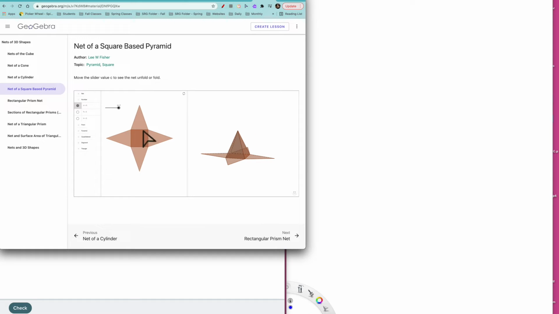All of a sudden I have four triangles with a square at the bottom, and we call this a square-based pyramid or a square pyramid, because the bottom is a square. If it was a triangle, it'd be a triangular pyramid. If it was an octagon, it'd be an octagonal pyramid. So again, they're named by that base shape. But this is a true pyramid because it's got that point at the top.